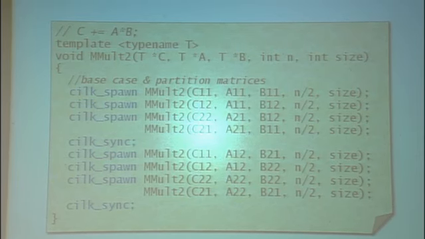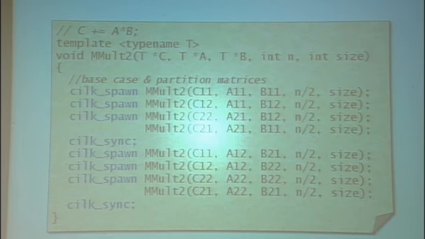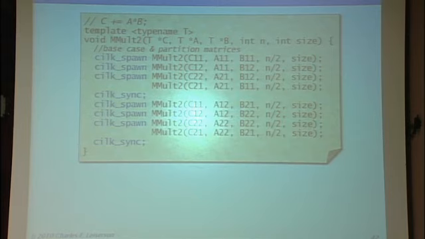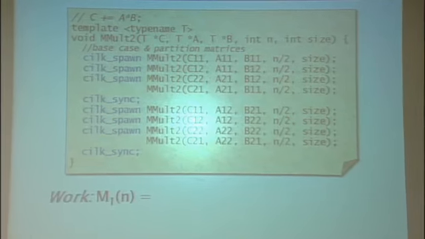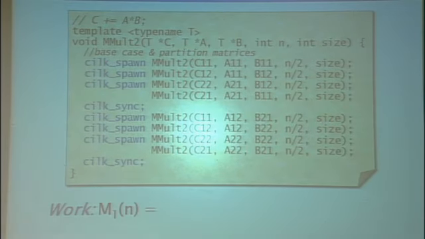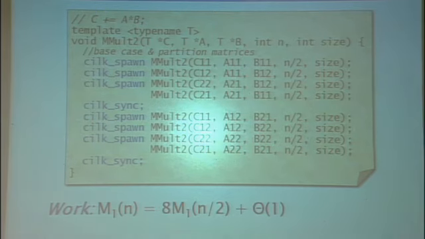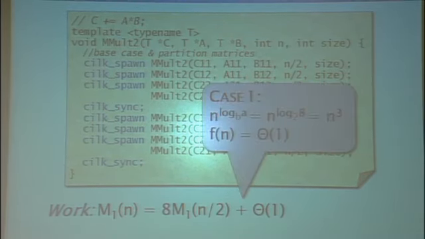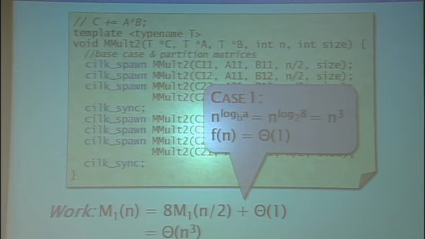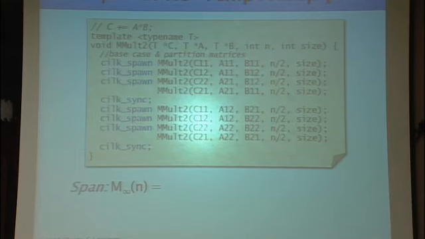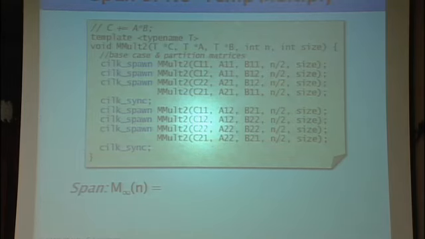So let's analyze this. The work for this is order n cubed. It's the same as anything else. We can come up with a recurrence. It's slightly different from before because I only have an order 1 there, but it doesn't really matter. The answer is order n cubed. The span, now this gets a little trickier. What's the recurrence for the span?